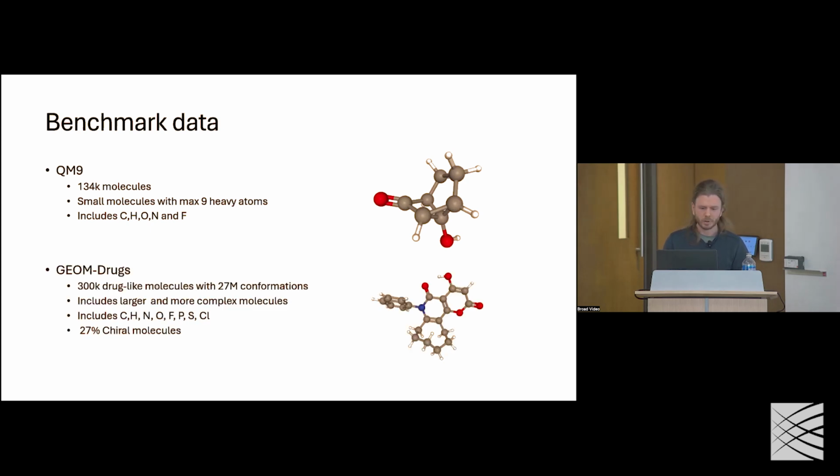Then Geom drugs, it's a considerably larger dataset. This dataset contains many conformations of various energies for each molecular graph. And therefore, this number of conformations is a lot larger than the about 300,000 unique molecular graphs. And yeah, up to 181 atoms, I think, if you include hydrogen. And probably the average is about 40 atoms. And about 27% of those molecules are also chiral, so containing some chiral center.